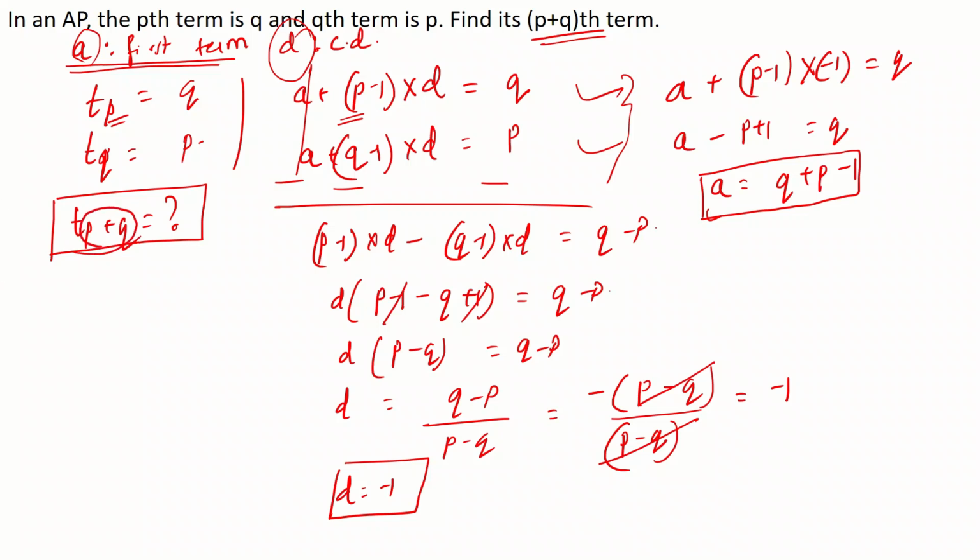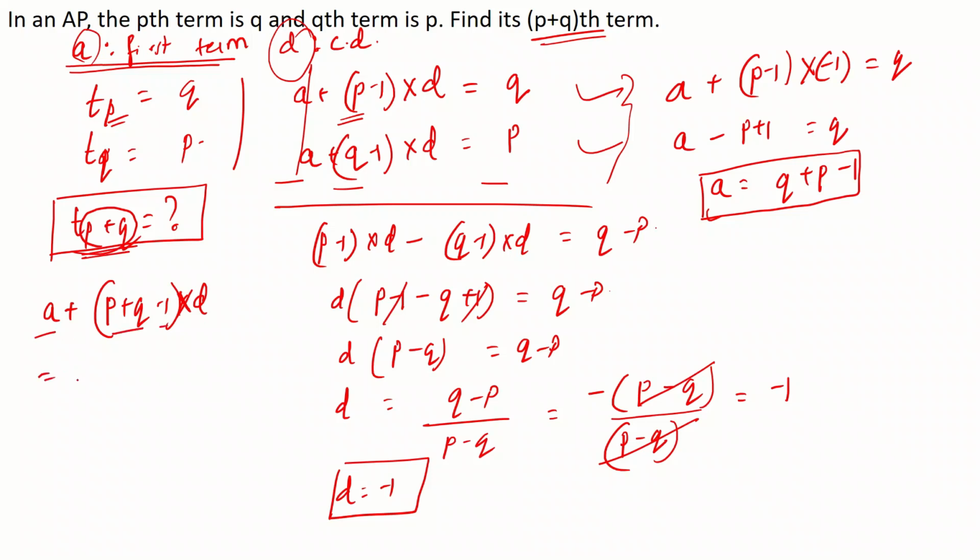We need to find out the p plus qth term. So t of p plus q is equal to a plus p plus q minus 1 times d. We need to find out this because this is what the p plus qth term is. Just think of this p plus q as n. So it is a plus n minus 1 into d. We need to find out this.